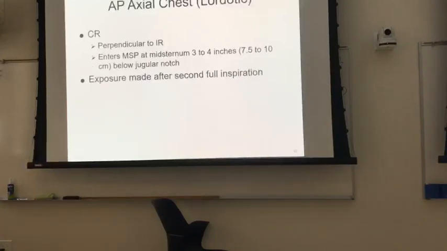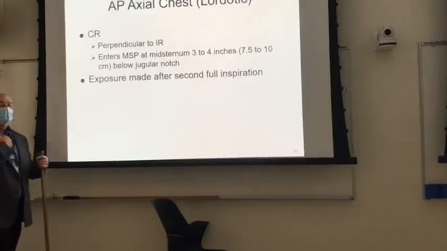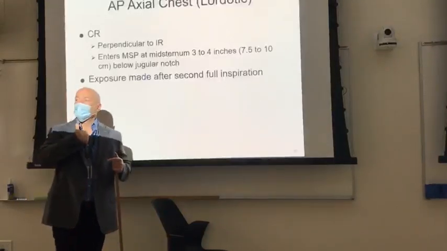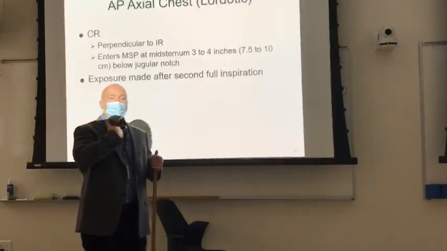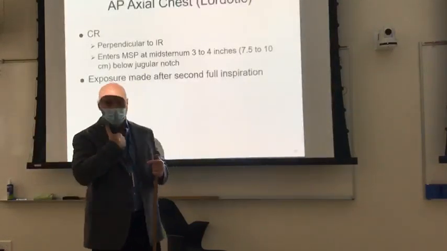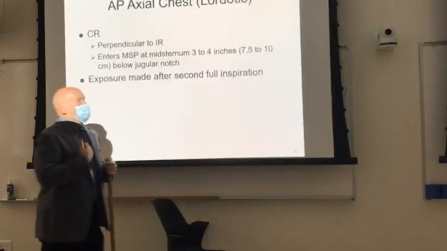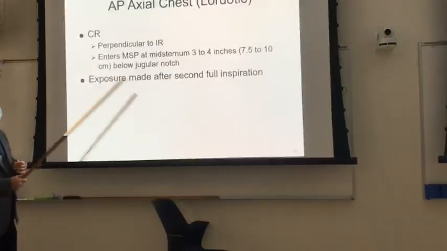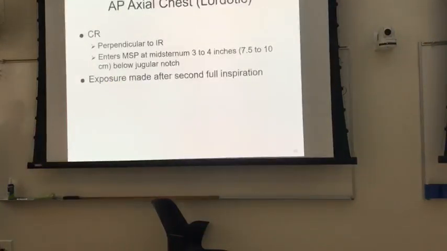Central ray is gonna be perpendicular to the image receptor. It enters just below the jugular notch, which is that soft tissue indentation right there. You poke on your sternum, and you keep going up until you go, okay, that's your jugular notch right there. So your central ray is just gonna be right below that, and you're gonna make your exposure at the end of the second full inspiration.